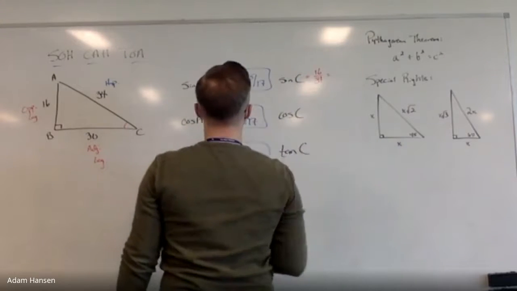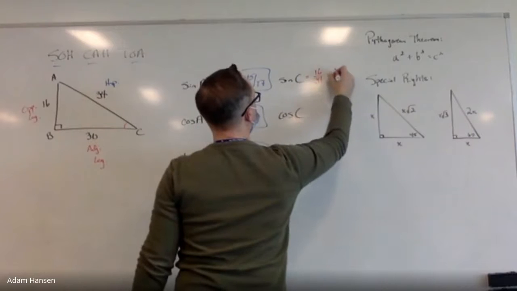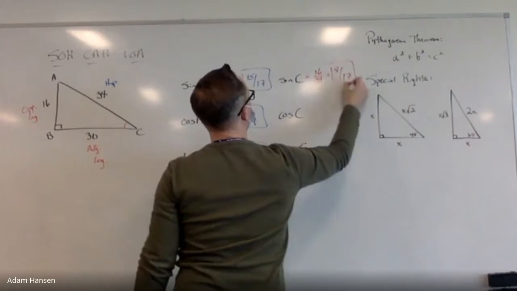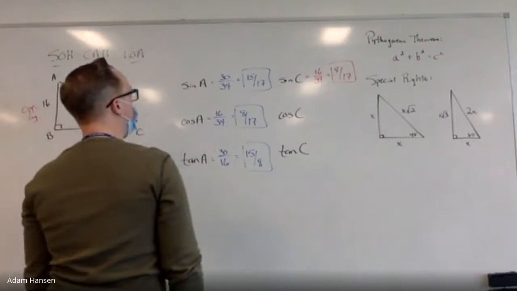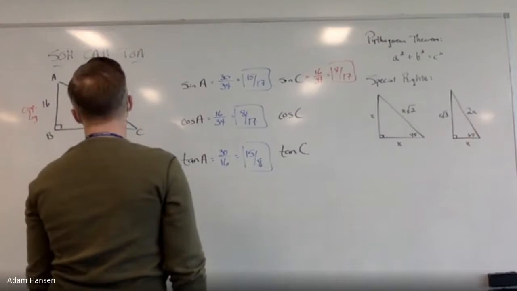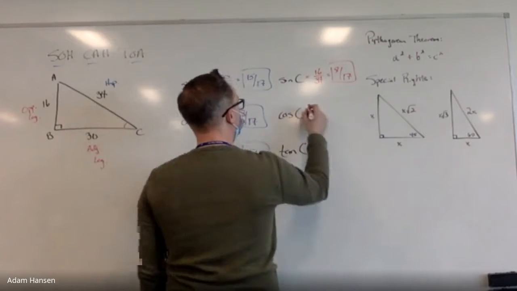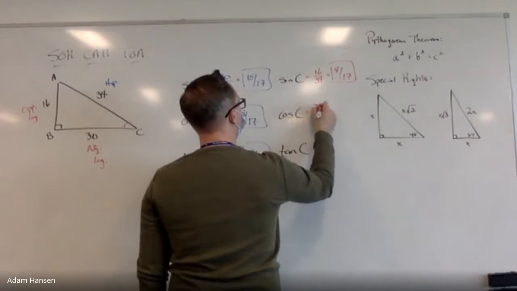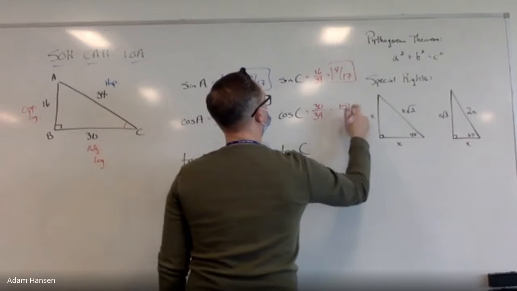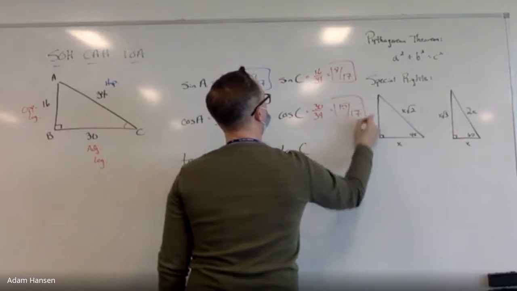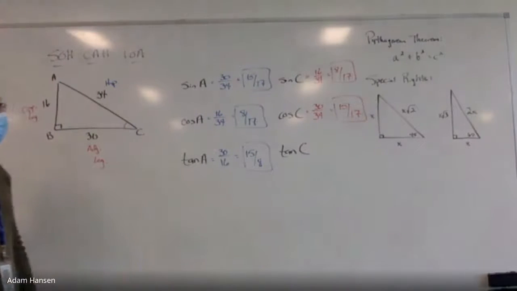We've reduced that down to 8/17, right? Cosine of C. Cosine will be adjacent over hypotenuse. So adjacent 30, hypotenuse 34. That'd be 15 over 17. I'm just dividing each of these by 2 as I reduce them.